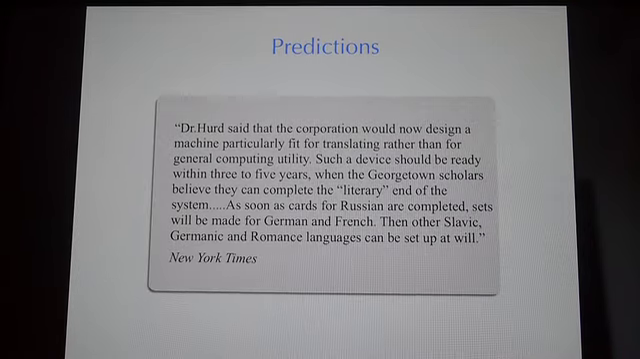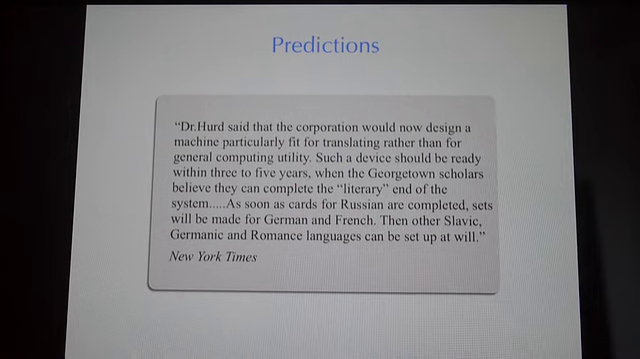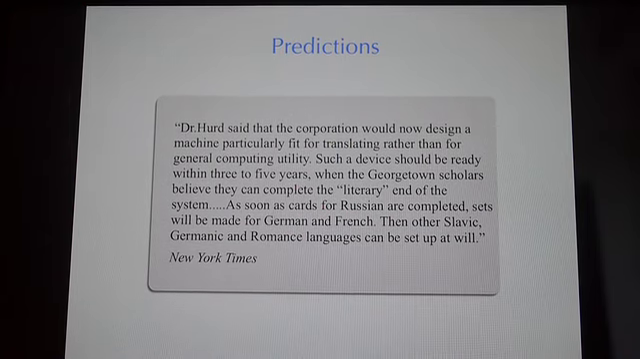So this is the kind of publicity that this model received at the time in 1954. This is what New York Times published about it. Dr. Hertz said that the corporation would now design a machine particularly fit for translating rather than for general computing utility. Such a device should be ready within 3 to 5 years, when the Georgetown scholars believe they can complete the literary end of the system.